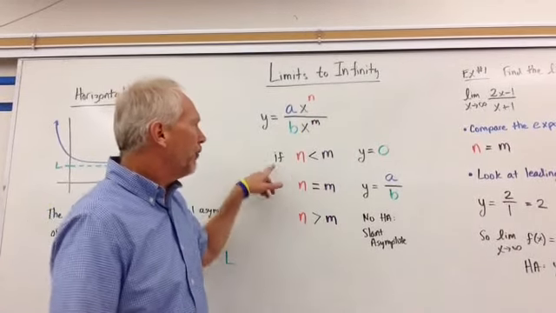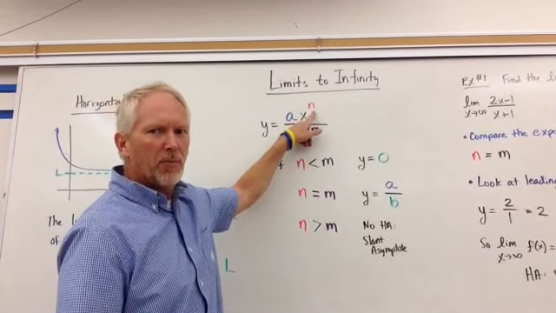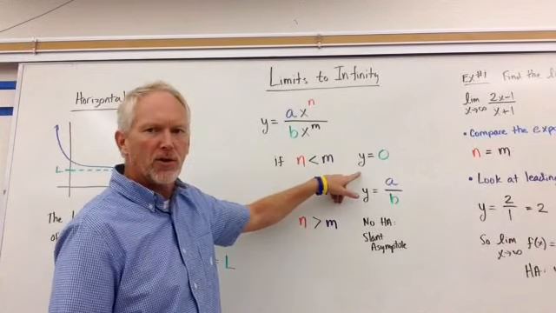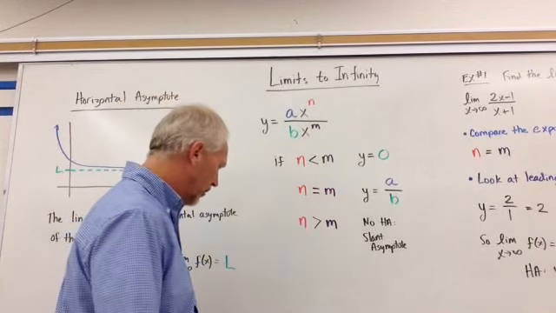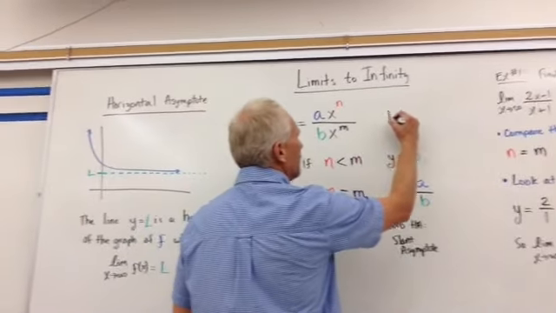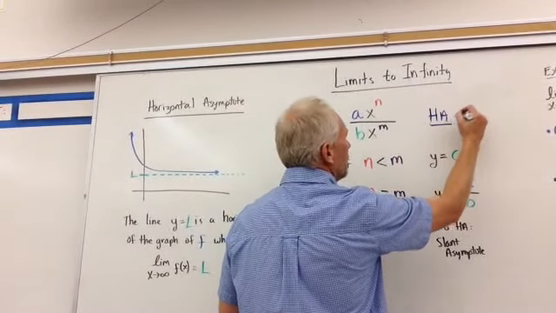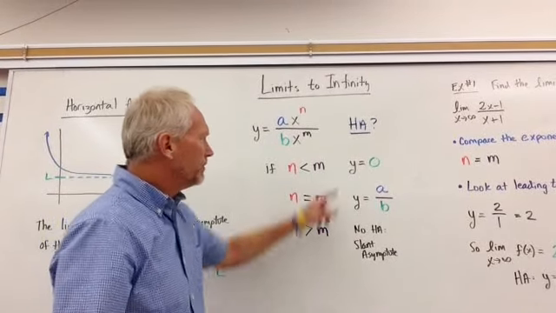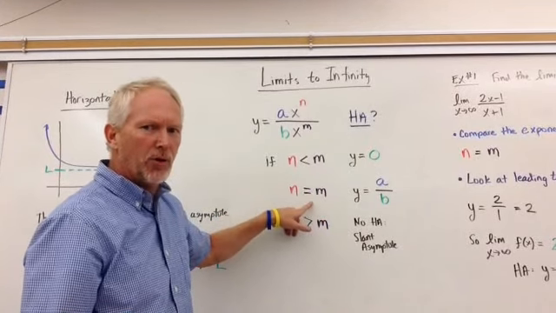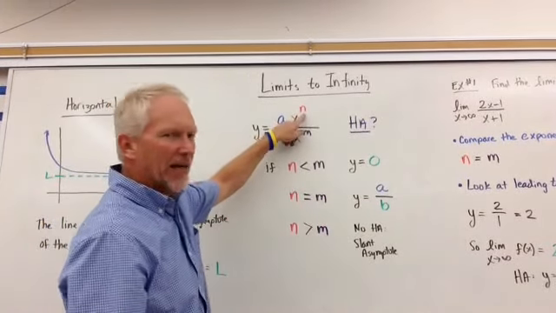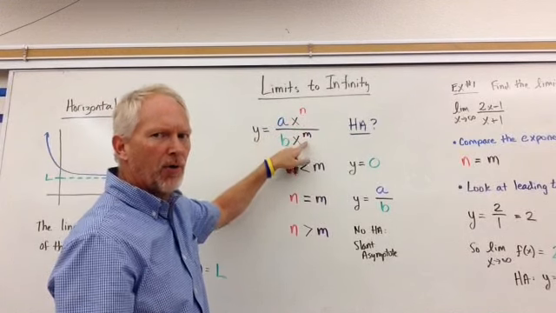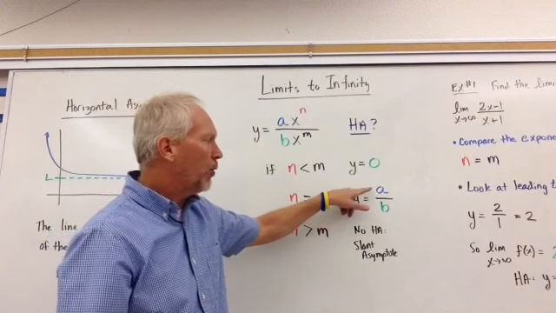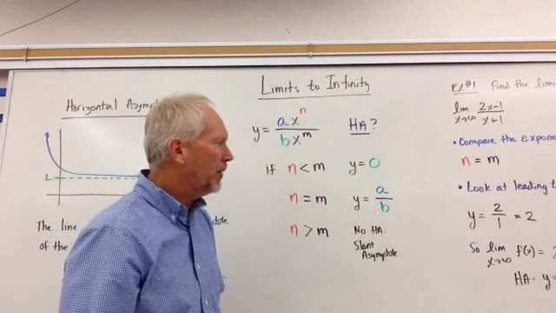All right. So if m, the exponent in the denominator, is greater than n, the exponent in the numerator, then you will have a horizontal asymptote at y equals 0. So let me just put that. Where will the horizontal asymptote be? It will be at y equals 0. If n is equal to m, so this is like an x squared over an x squared, those are equal, you will have a horizontal asymptote at y equals the ratio of a over b.